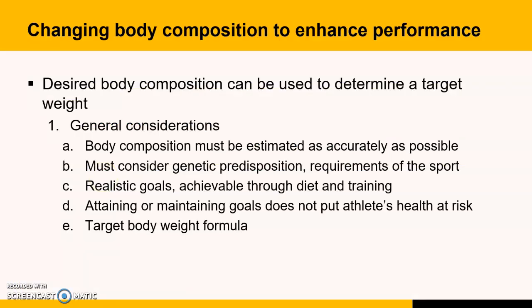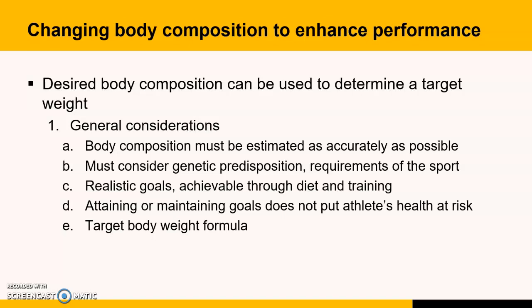Bila atlet tu nak tahu apa body composition yang dia patut ada, desired body composition sebenarnya kita boleh guna untuk determine the target weight. Okay, the desired body composition. After body composition has been estimated as accurately as possible, athletes can use that information to establish their optimal body composition goal.